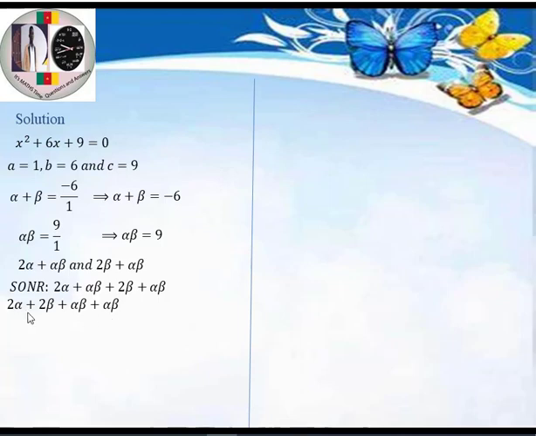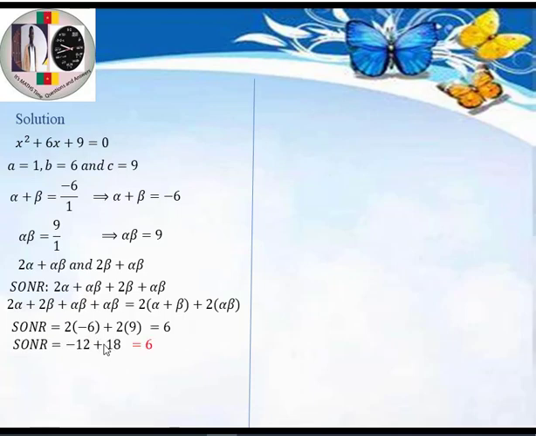Now to evaluate, if we factor out 2 in the first two terms, we are going to have 2 into alpha plus beta plus 2 alpha beta, because alpha beta plus alpha beta is 2 alpha beta. But we know that alpha plus beta is -6 and alpha beta is 9. So we can substitute those values to give us 2 into -6 plus 2 into 9. 2 times -6 is -12, and 2 times 9 is 18. So 18 minus 12 is 6.